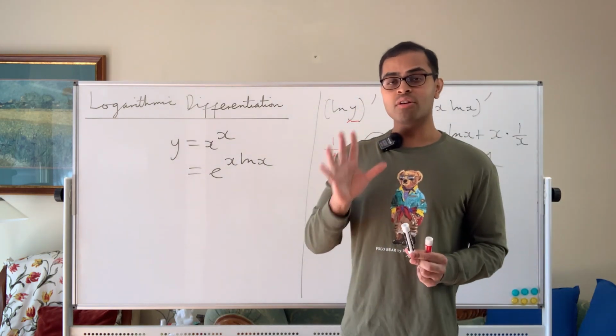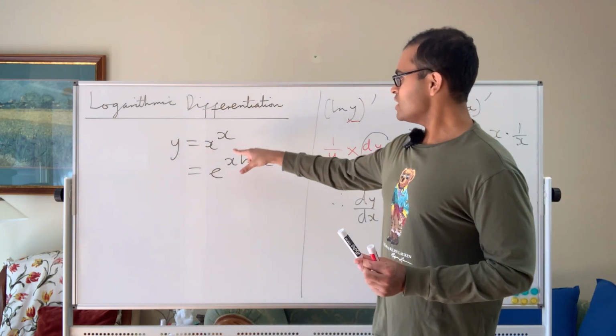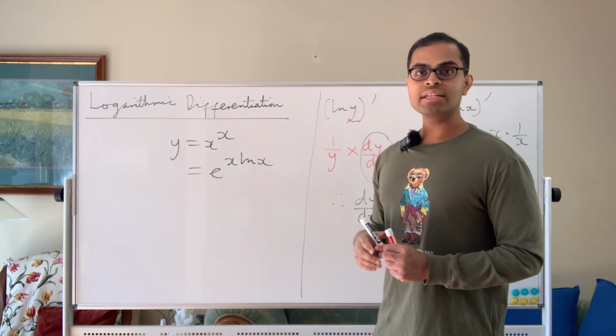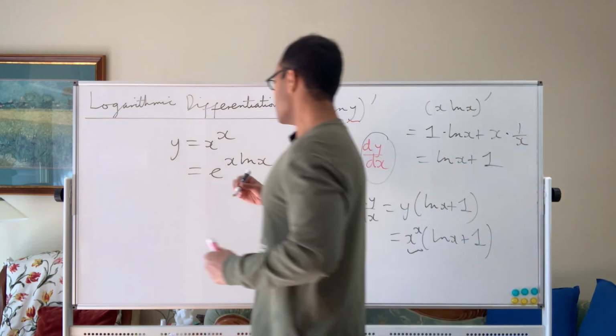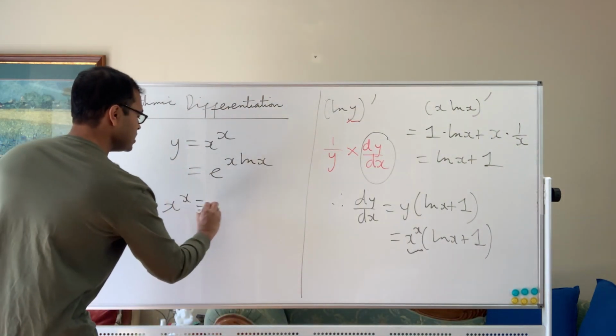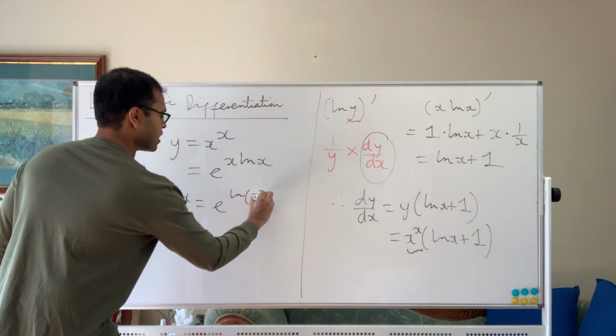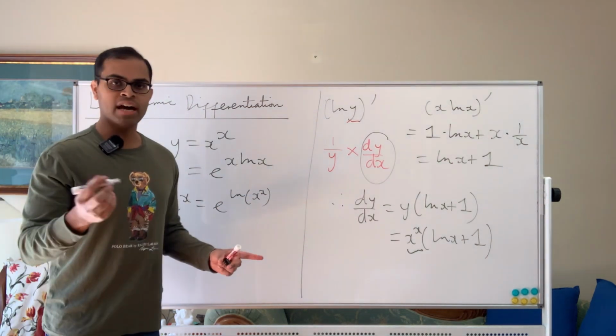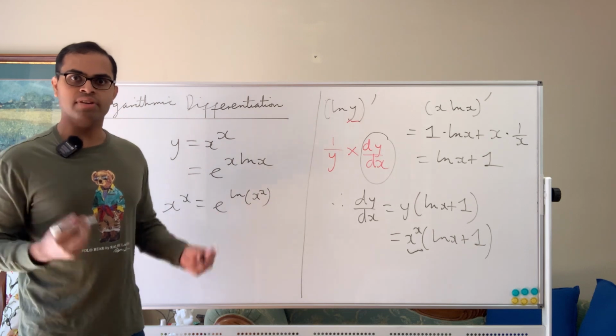Well, if you think about whatever x to the x is, if you take e to the log of that, you're going to get it back, right? So think about it this way, x to the x is going to equal e to the log of x to the x. But that's not helpful for us because we don't know what x to the x is. We're trying to figure that out.